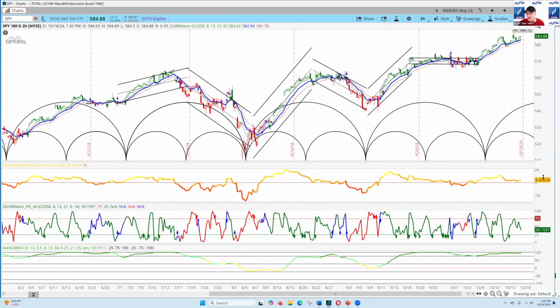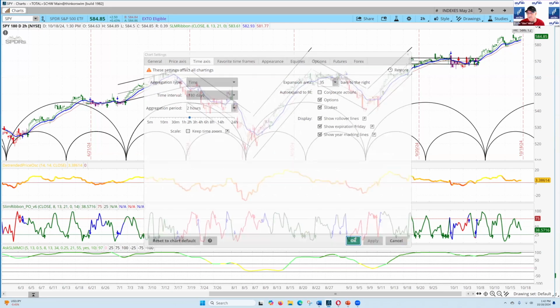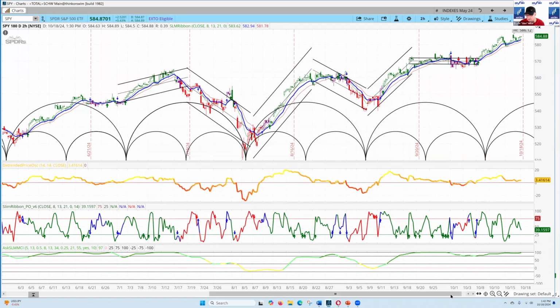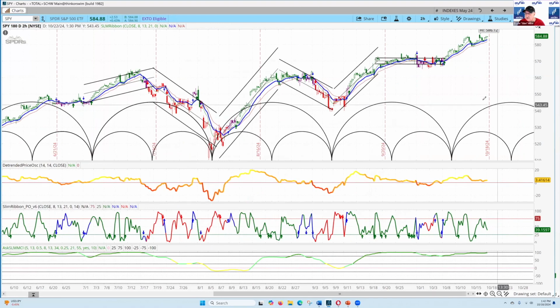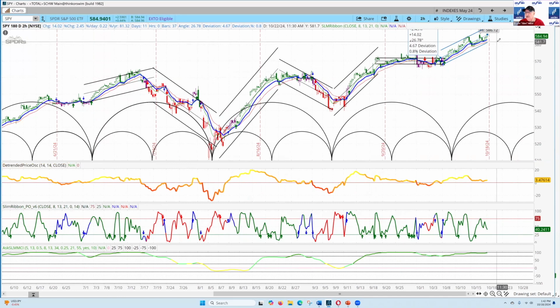Now, where are we right now? Well, I'm going to add a little more time on here. I'm going to change the right expansion to about 35. And move this over. Why didn't that change? There it is right there. So you can see in here that there's this minor cycle right in here that is likely to bring you some kind of a pullback. Let's look for where this trough is right around here. And you could see this is still moving to the upside.